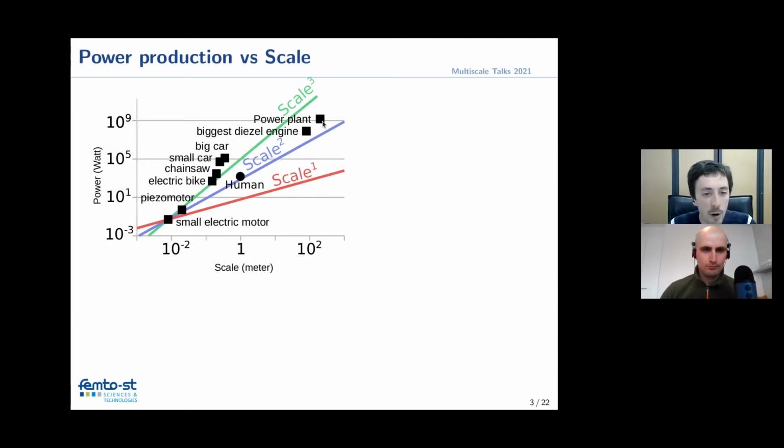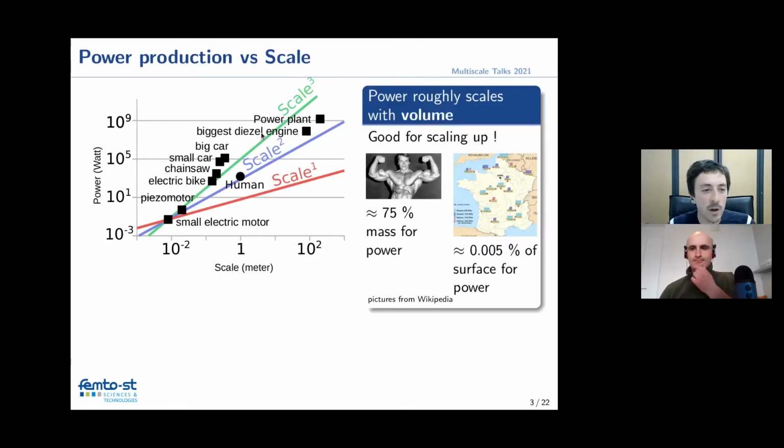If we see a power plant, it's around 100 meters, so it's 100 times bigger than a human in scale, but it can produce much more energy. The conclusion of this is that power roughly scales with volume, and it's really good news for scaling up. As I say, if we take this human, roughly three quarters of the mass is dedicated to power generation.